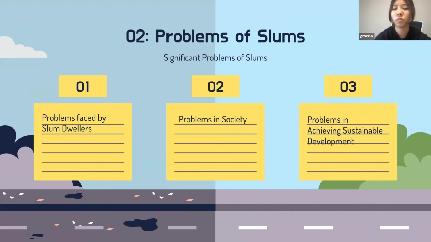Second, slum problems in society. The social problems of slums include drug abuse, alcoholism, crime, and more. Third, slums make it harder for sustainable development to take place. Sustainable development cannot take place with the significant problems that slums bring. Hence, sustainable cities cannot be achieved without tackling the problems of slums.